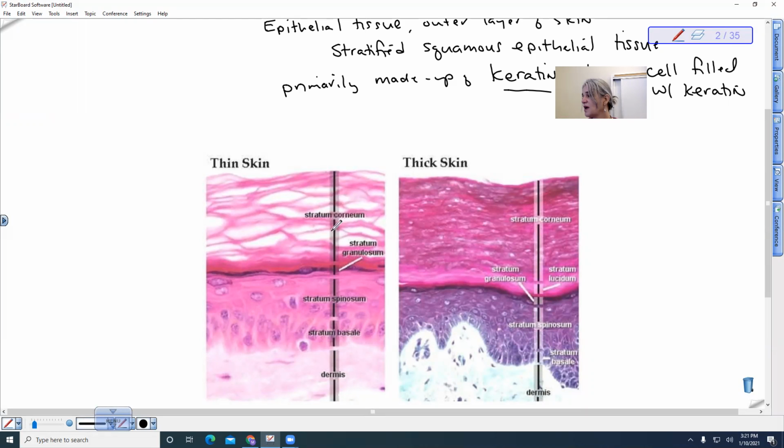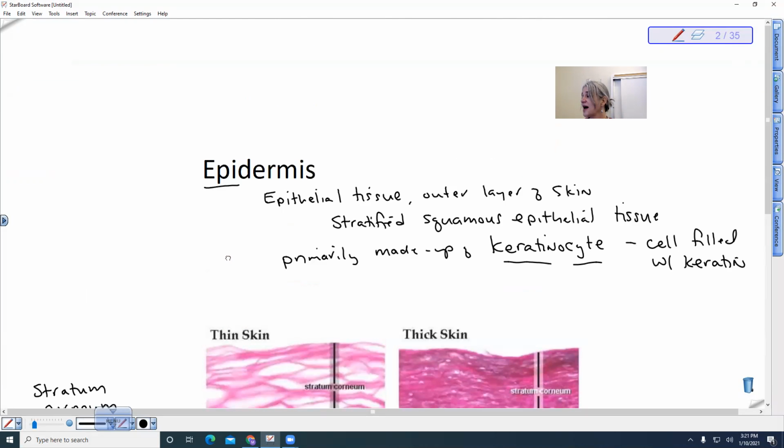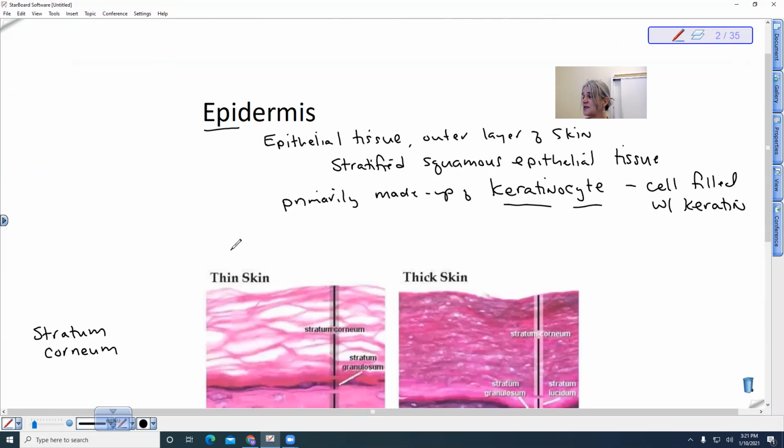So this stratum corneum is the outermost layer. Corneum means it's kind of like a hard, right? A hard corn on your foot, for example, would be a hard structure. Okay, so these are the keratinocytes. Now, we also have other types of cells in the epidermis. For example, we have dendritic cells, and I mentioned those before as being immune cells.